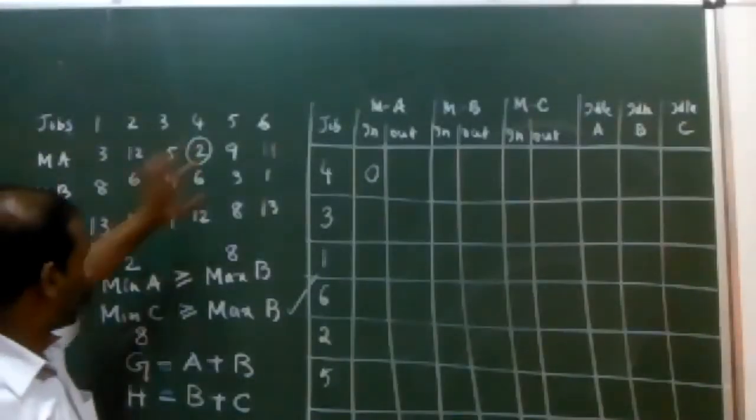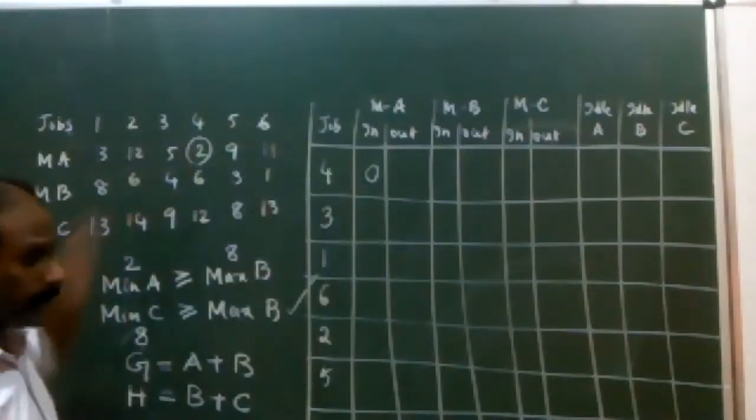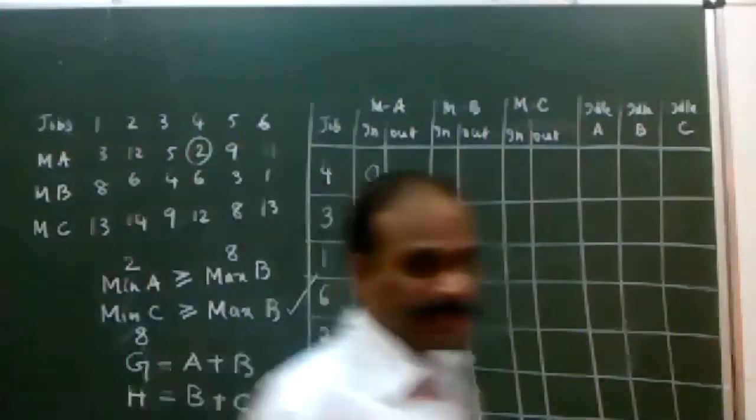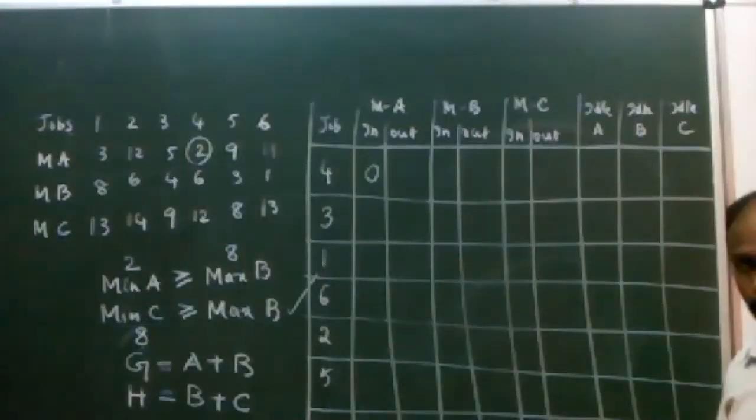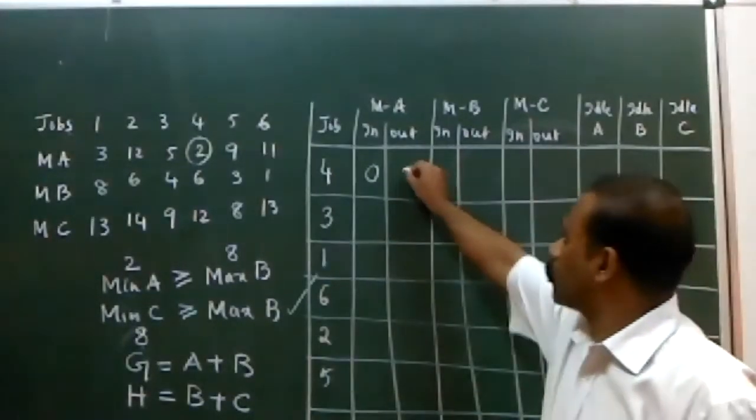Now, first is job number 4. Job number 4 starts at 0. And what is the processing time taken by machine A? Can you please tell me the values quickly? What time will it come out? 2, sir. Because 0 plus 2 is equal to 2.